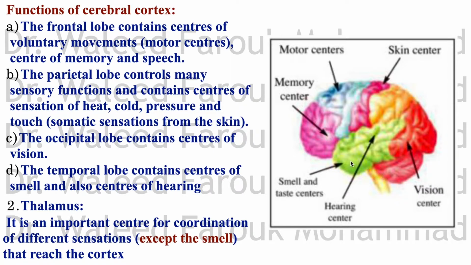تمام. دي السيريبرال كورتكس. الثالاموس بقى ده امبورتنس، ده عباره عن السكرتير بتاع البرين اللي بينظم اي حاجه طالعه او داخله للسيريبرال هيمسفيرز، هو ده الثالاموس. important for coordination of different sensations except the smell، لان السميل ما بيعديش على الثالاموس that reach the cortex. تمام. يبقى ايه اللي ما بيعديش على الثالاموس؟ هو السميل.